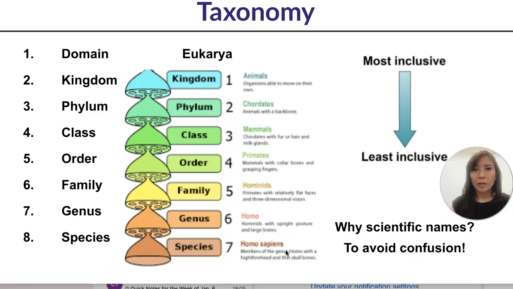So one way to remember this taxonomy from most inclusive, like eukarya includes a lot, right, to least inclusive, is to think of "Dumb King Philip cried out for goodness sake." That's one way to remember, right? So the domain, kingdom, phylum, class, order, family, genus, species.